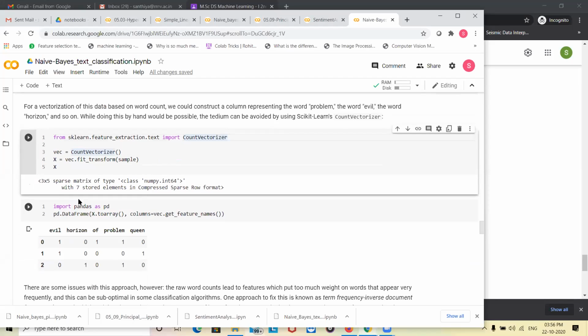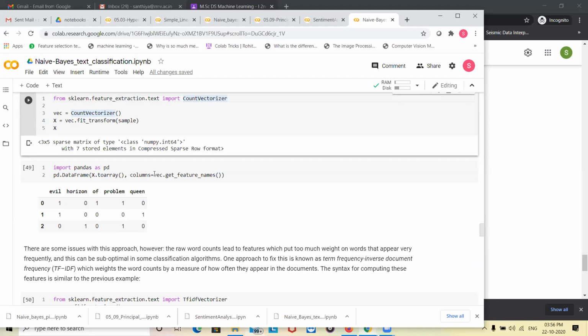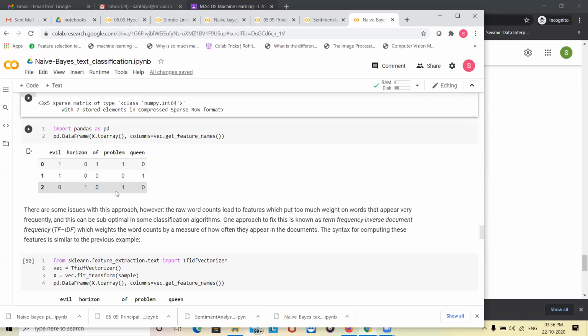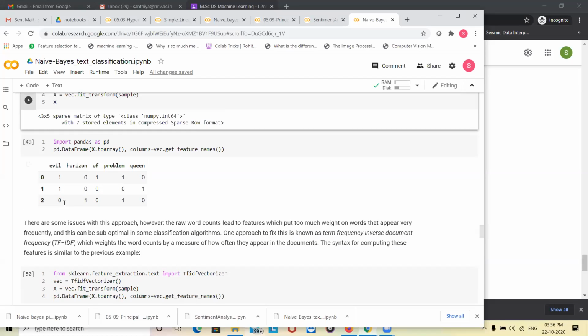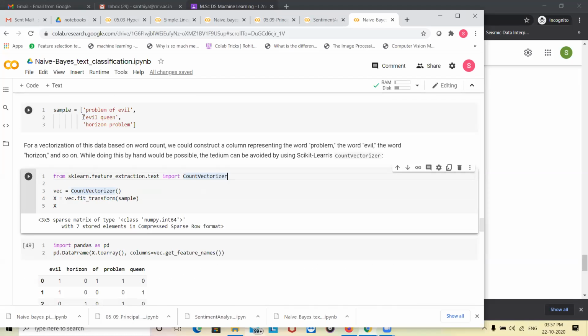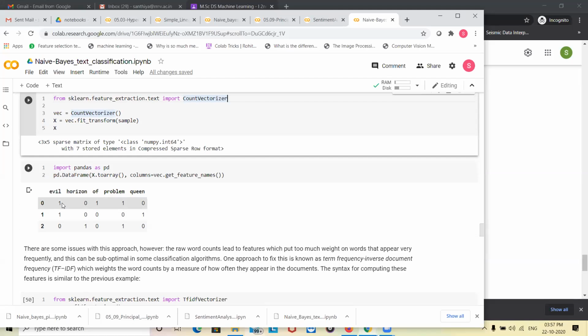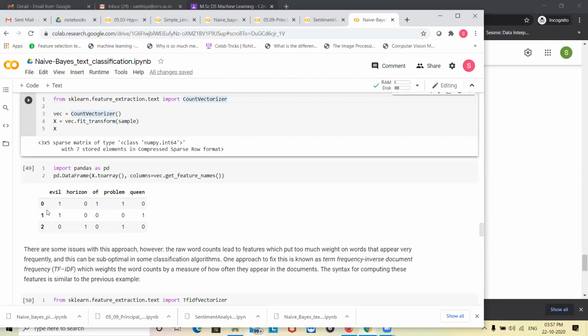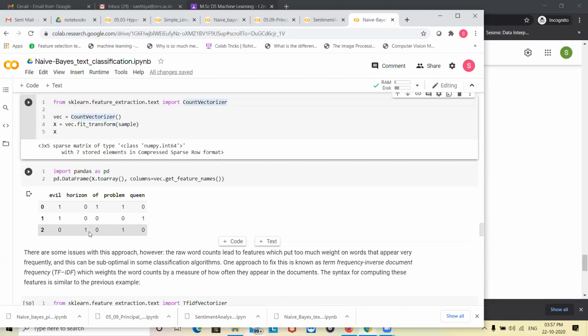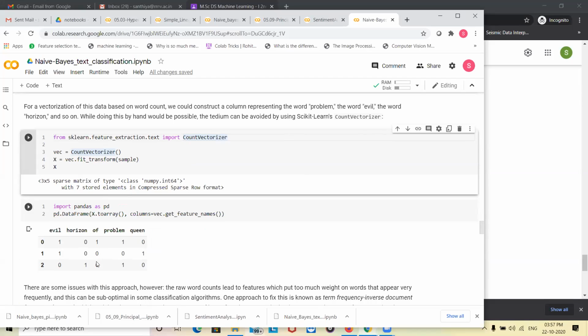And when we call fit and transform on the example, the given data is now converted into a form that's a tabular column, something similar to a one-hot encoding. This is a kind of pandas frame that we obtain when we are converting our text data into a columnar form. For each word, evil, horizon, problem, queen, it just shows the occurrence or the repetition that is there. For example, here evil is repeated 2 times. Sample 1 has evil, and sample 2 also has evil. Horizon is repeated only in the third, and so on.